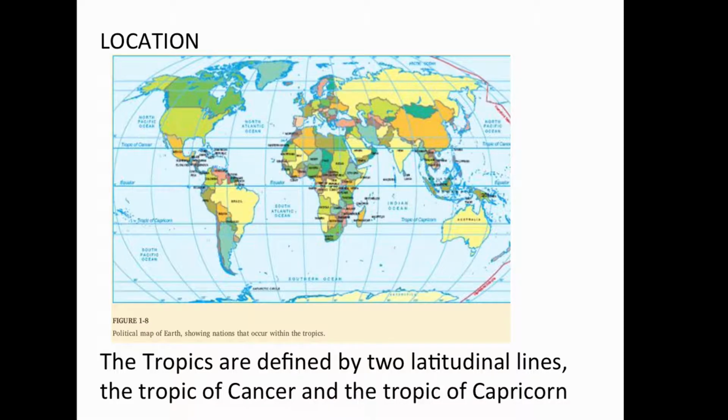So here we have a figure from your book, and it has the bands that I was referring to shown here. That is the Tropic of Cancer here, and the Tropic of Capricorn here. And you can see they're positioned on either side of the equator. So this is the area that would be considered the tropics and the subject of our class.